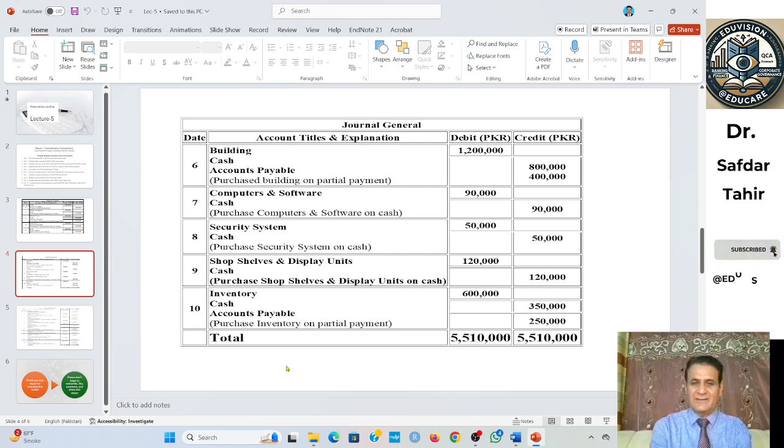In the ninth transaction, we purchase a shop shelves and display unit of 1,20,000. So shop shelves and display unit increased 1,20,000 and the cash decreased 1,20,000.